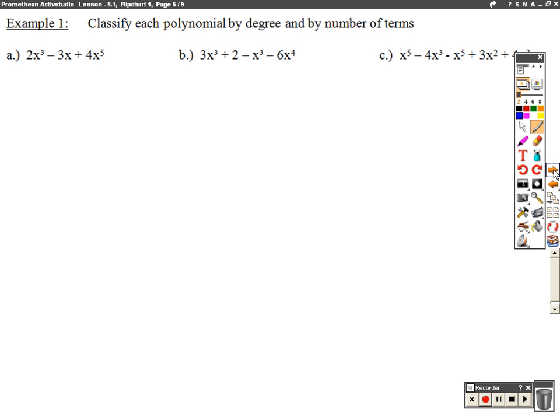Looking at example 1, we are asked to classify the polynomial both by degree and the number of terms. What we'll practice doing first is writing the polynomial in standard form. So I put my term of largest degree first, which is the 4x to the 5th, and then I descend down, plus 2x cubed minus 3x. So now that I'm in standard form, I see my degree is 5, so it is quintic. And there are 3 terms, so it is a quintic trinomial.